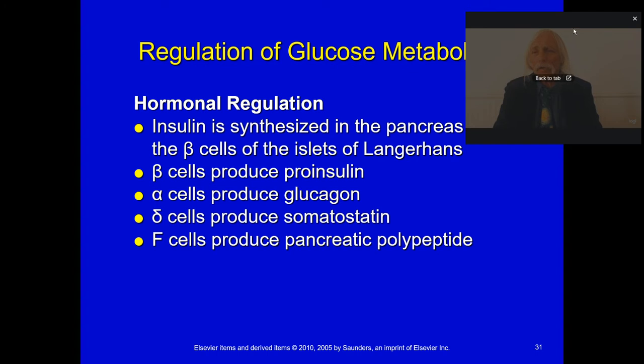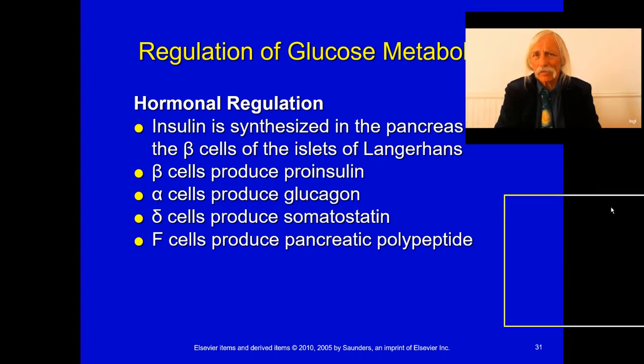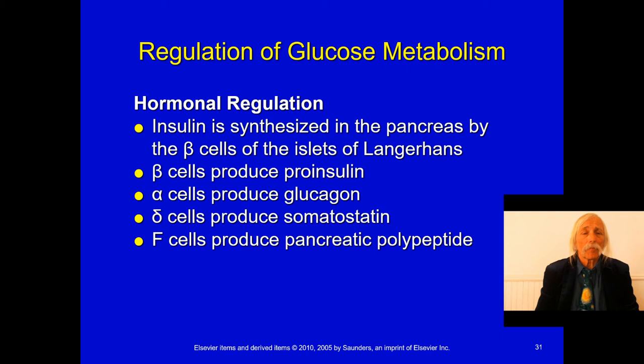So remember what the regulation of glucose metabolism entails. Insulin is synthesized in the pancreas by the beta cells. Those are in the islets of Langerhans, right? Beta cells produce proinsulin. Alpha cells produce glucagon. That's during fasting. Delta cells produce somatostatin, which is a hormone that controls both insulin and glucagon transcription. And then you have something called F cells, and those produce the pancreatic polypeptide that has more to do with digestion.